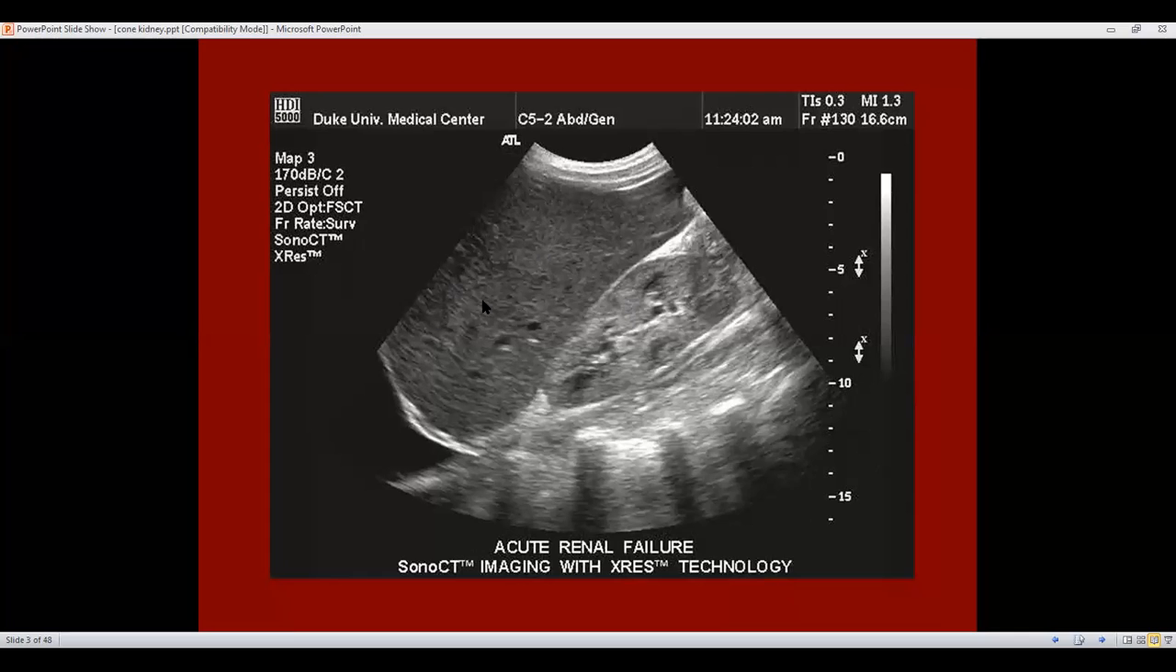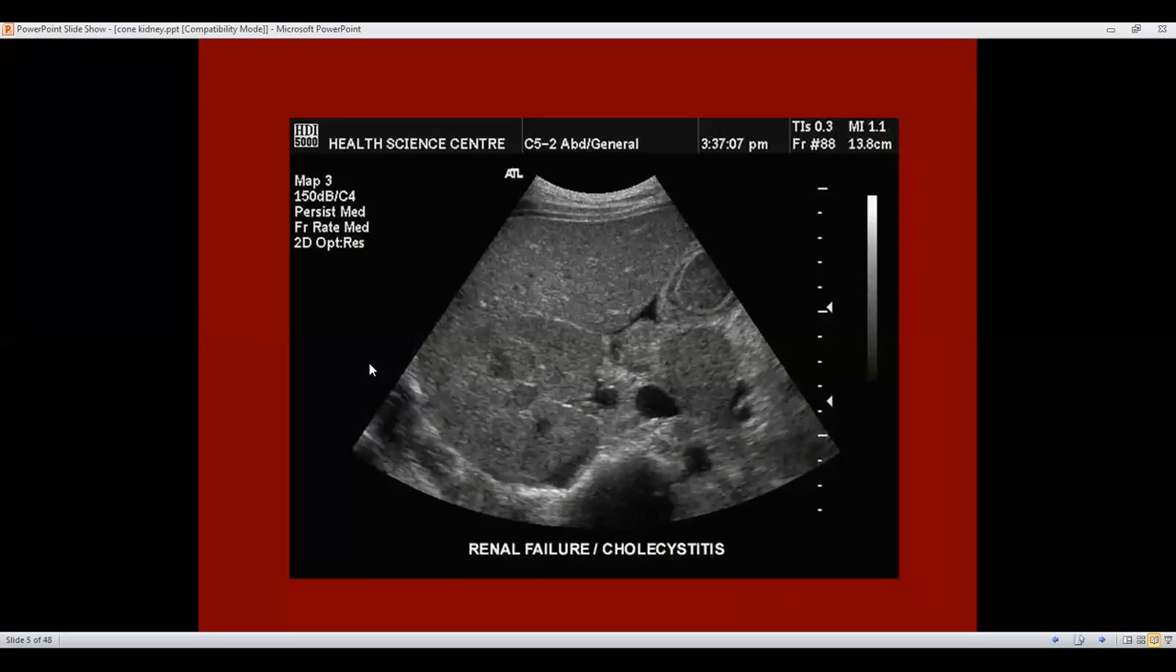You can see the liver there, the dome of the diaphragm, bright fibrous dome, and above the dome you can also see some pleural effusion because of this renal problem.